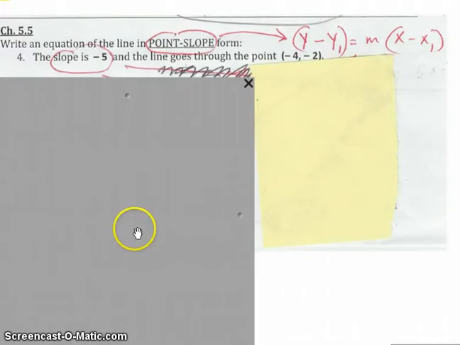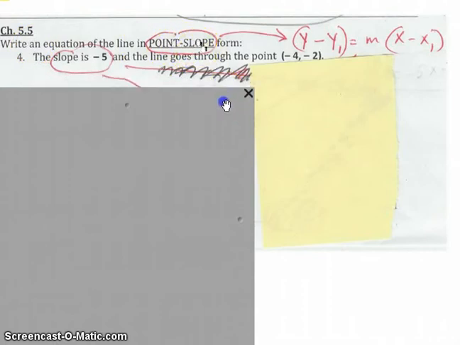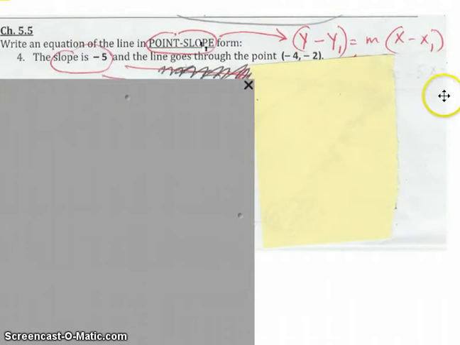And one more question on page 1. Pay no attention to this yellow square here. It's just covering up a mistake by me. But this time we're talking about point-slope form instead of slope-intercept form. And it's easy to confuse the two because they both have slope in their name.